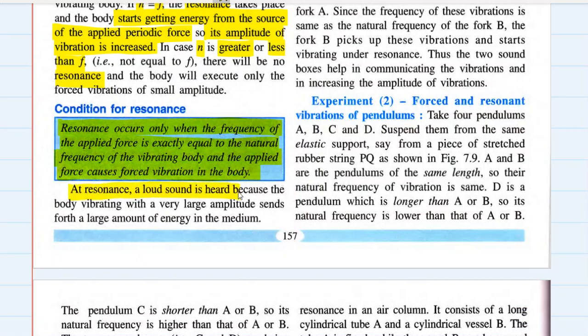At resonance, a loud sound is heard because the body vibrating with large amplitude sends forth a large amount of energy in the medium.